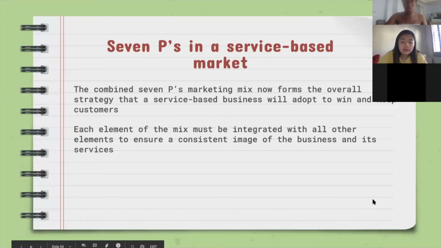Okay, and then the 7 Ps in a service-based market. The combined 7 Ps marketing mix forms the overall strategy that a service-based business will adopt to win and keep their customers. And each element of the mix must be integrated with all other elements to ensure a consistent image of the business and its services.